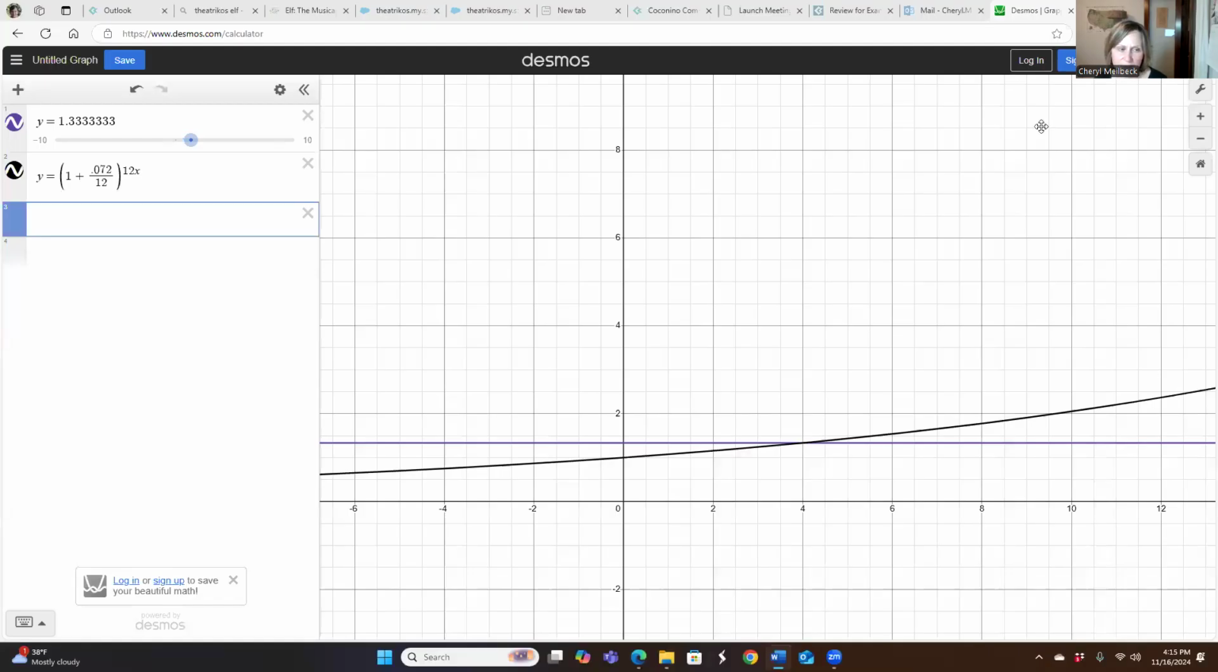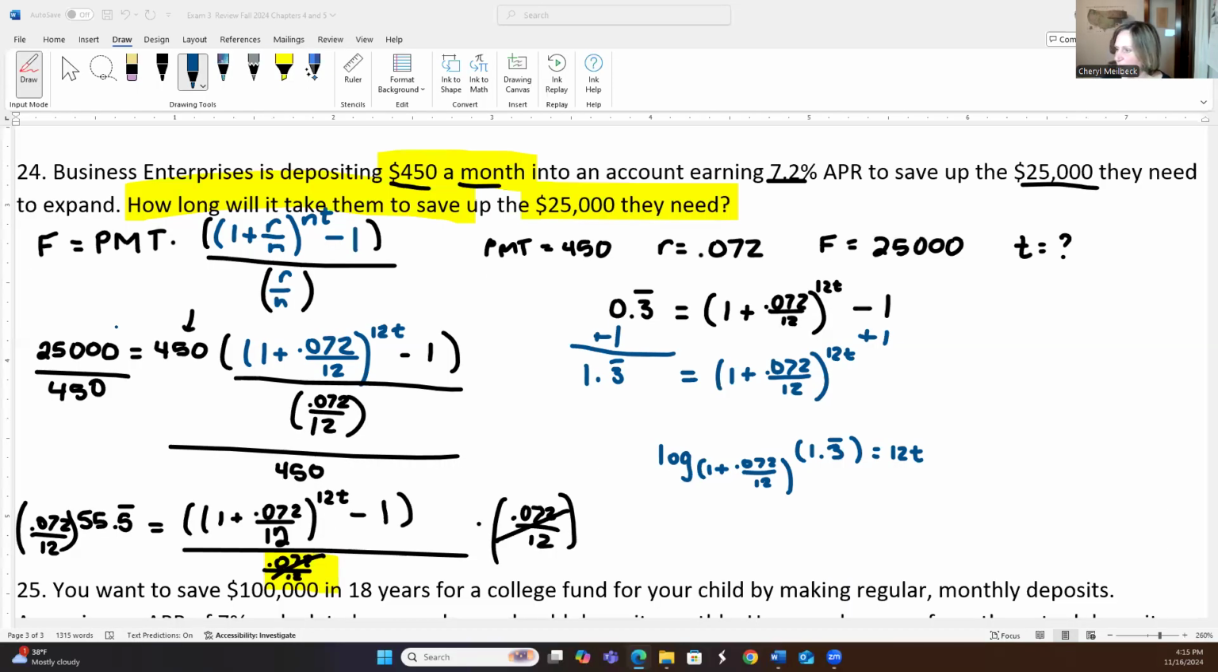Graphing this, it didn't take too much manipulation of your window to find that the two cross at about 4.00756. So let's write that. It looks like the time it will take them to earn 25,000 is just 4.00756 years. Now on the exam, you could probably round that to about 4 years. I'll tell you how far to round it on each problem on the exam.